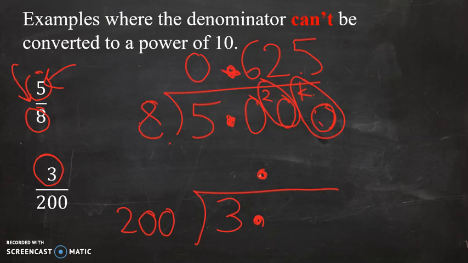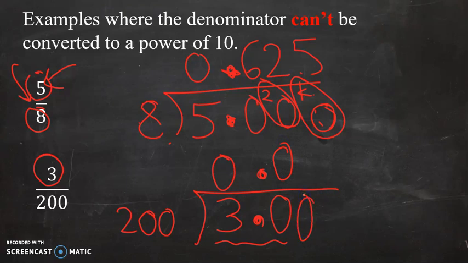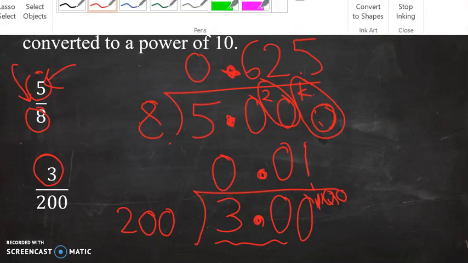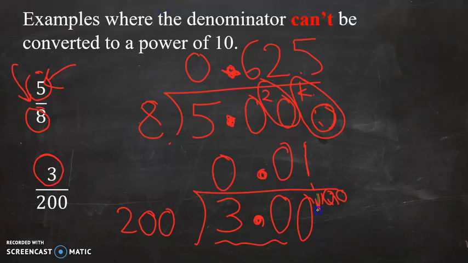Can 200 go into 3? Definitely not. Put a 0 down. Can 200 go into 30? Still no. No times. So we need another 0. Can 200 go into 300? Yes, it can. 1 time exactly. And it leaves a remainder of 100. Hopefully that's clear. Sorry. Change my pen. It doesn't look very clear. So the remainder is 100.